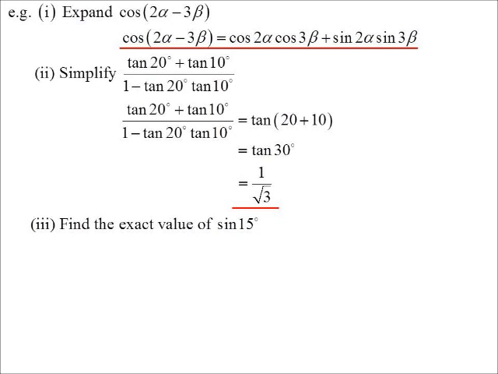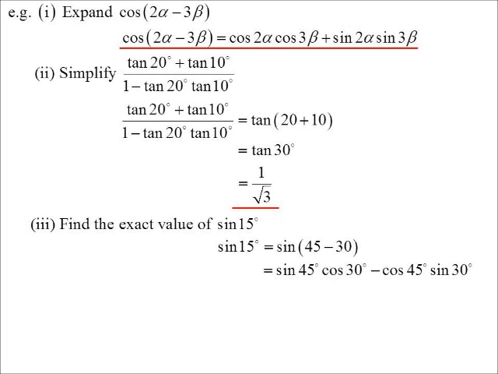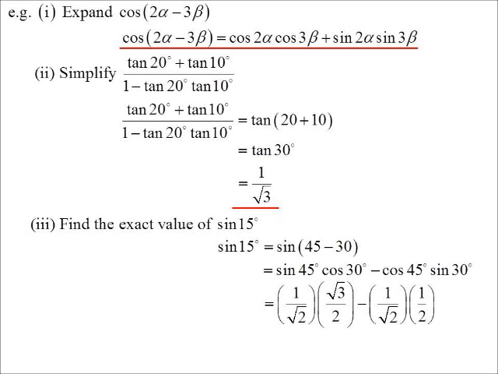If we now had to work out the exact value of sine 15, I don't know what sine 15 is, but there are angles that I know that I can create 15 out of. There's different ways I could do it. I could go 45 minus 30. I could go 60 minus 45. There's lots of different possibilities. So I'm going to go 45 minus 30. Sine is sine cos, cos sine. If it's the sine, it's the sine. Sub in the exact values that we know, and there we go. There's our exact value: root 3 minus 1 on 2 root 2.